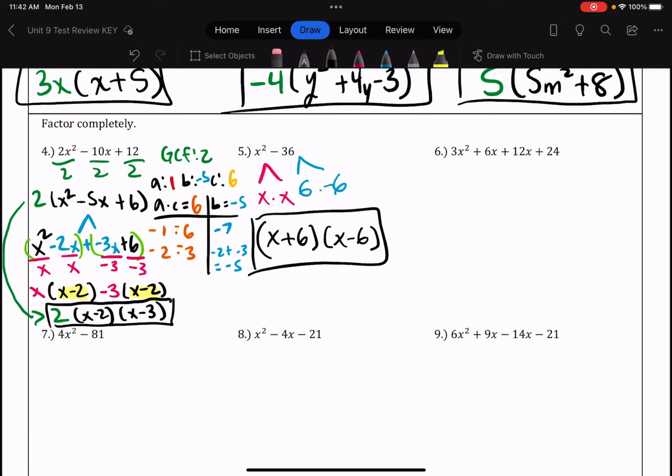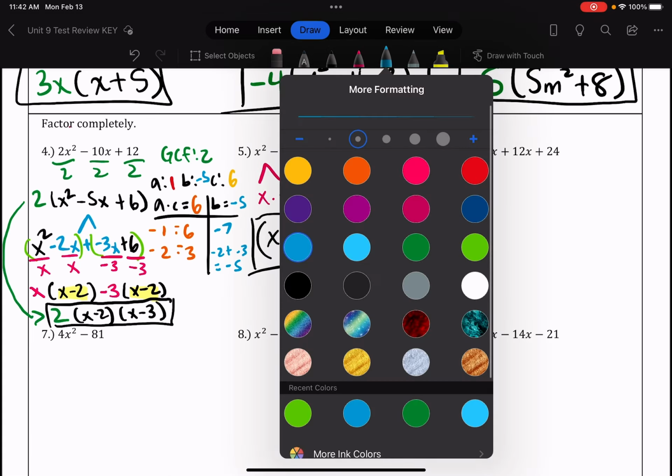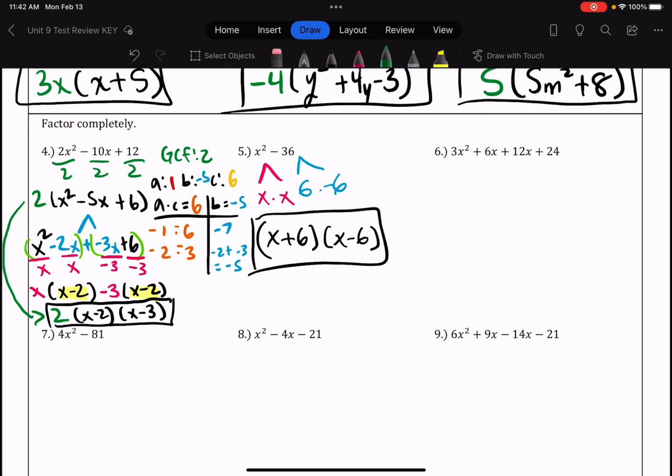Let's go on to problem number 6. I've already given you 4 terms, so we don't have to do the trinomial factoring fully. We're going to factor by grouping, but no matter what, we always start by removing a greatest common factor. Looking at 3x squared plus 6x plus 12x plus 24, I can already tell that there is a greatest common factor of 3. So I'm going to factor out a 3 from all of these terms, and I'm going to hold on to that GCF of 3 until the very end.